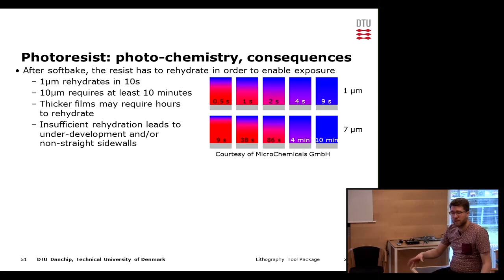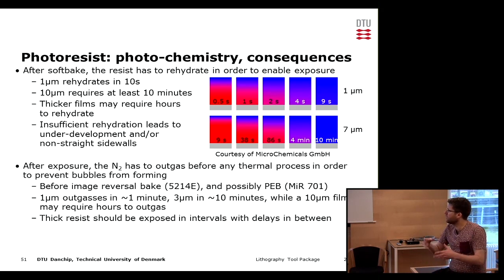There is also the other thing. So one thing is that it needs the water in order to complete, but there is also the other thing that we actually produce nitrogen inside the resist film. And if this gas is not allowed to diffuse out, then it will actually clump together and create bubbles. This is especially if you have some kind of heating between the exposure and the development.